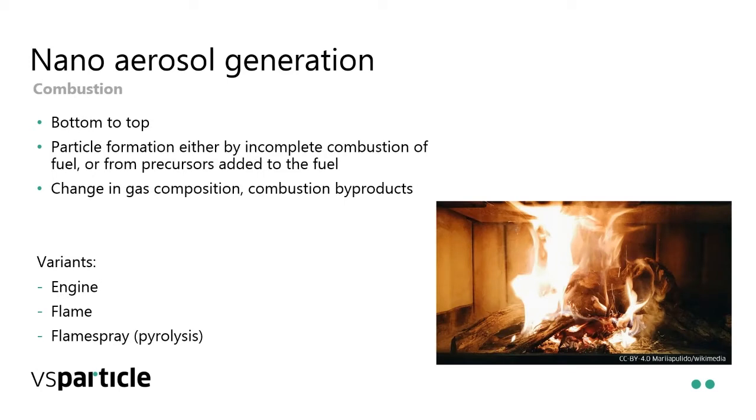Another important process, one that we see around us mostly every day, is combustion. This is more bottom to top, right? So we take a fuel and we burn it, and then there's two routes. You either have not all of the fuel being combusted, and that leaves you with some soot type material, carbon, and then some other stuff that will form particles. Or you could add some precursors to the fuel, for example, a metal salt, and when you burn everything away, you have a metal or a metal oxide remaining after that.